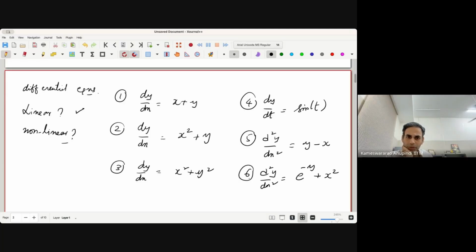Let me also maybe modify something here. Okay, let me also make sixth one as y times d squared y by dx squared. Okay, yeah. Can anybody help? Can you take a guess here? Which ones would be linear? Which are linear ODEs here?